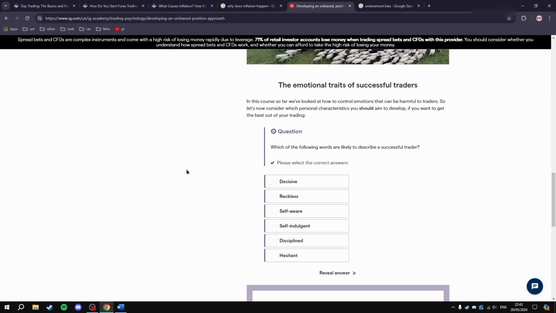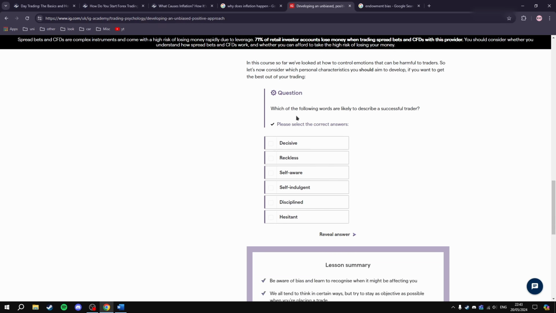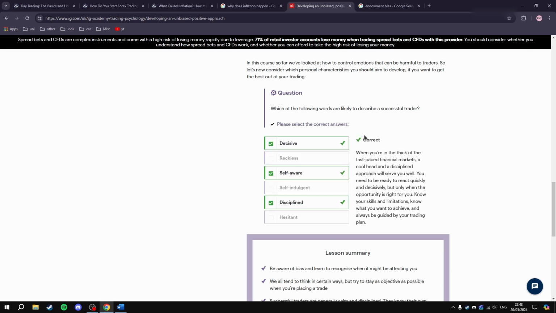Cool. The emotion traits of successful traders. In this course so far, we've looked at how to control emotions that can be harmful to traders. So let's now consider which personal characteristics you should aim to develop if you want to get the best out of your trading. Question: which of the following words are likely to describe a successful trader? Decisive, self-aware, disciplined. When you're in the thick of the fast-paced financial markets, a cool head and disciplined approach will serve you well. You need to be ready and react quickly and decisively, but only when the opportunity is right for you. Know your skills and limitations, know what you want to achieve, and always be guided by your trading plan.